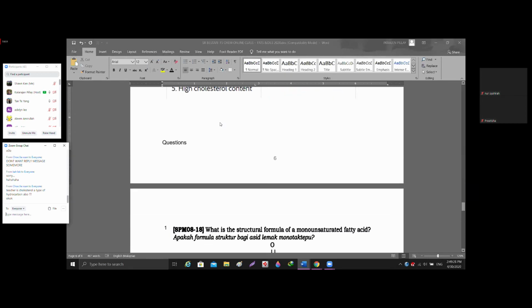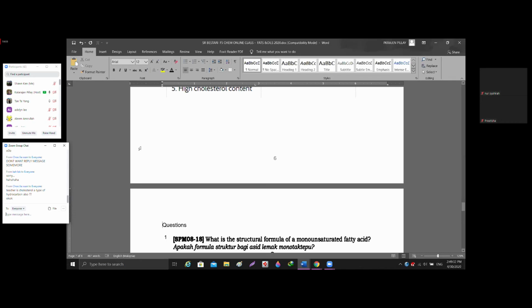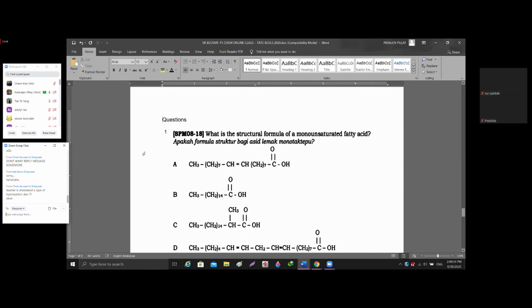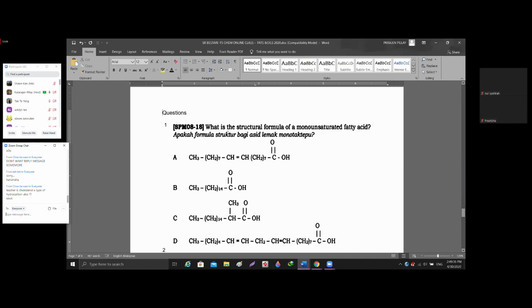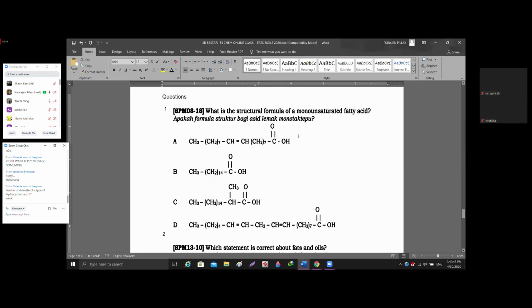So now we come to just 3 questions and then we can call it a day today. Let's go to number 1. Let's look at the English part. What is the structural formula of a mono unsaturated fat? Mono means only one carbon chain. Don't worry about mono, just look at the word. I want you to highlight the word unsaturated. They just give mono to confuse you. I want you to just highlight this part here.